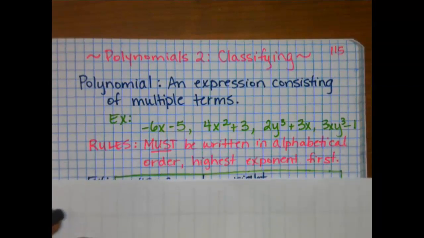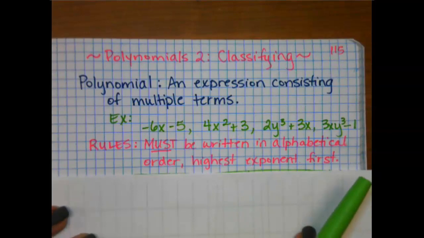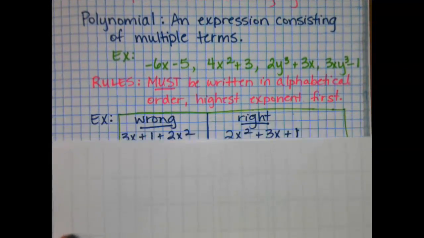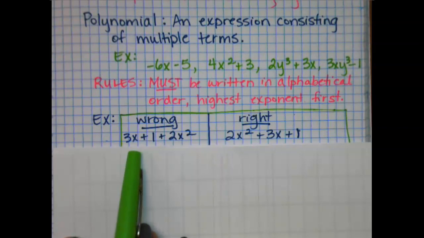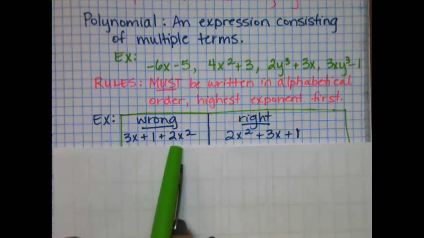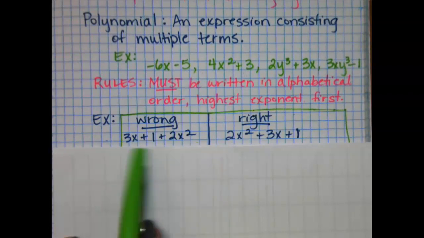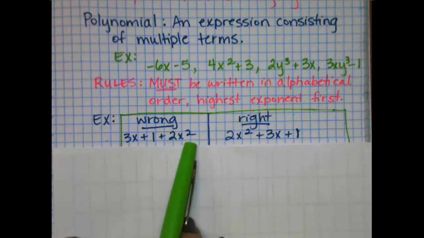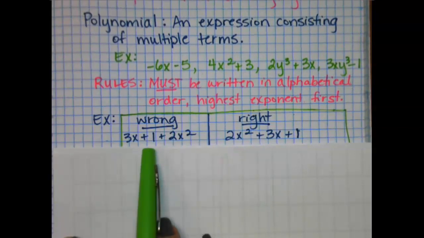The rules are, when you're writing polynomials, they must be written in alphabetical order, and the highest exponent must come first. So let's look at some examples of that. Examples. The wrong way to write it would be 3x + 1 + 2x², because my highest exponent must go first. Alphabetically, it's all x's, right? I don't have other variables in here. So I just rely on my exponents. So the 2x² comes first, plus 3x plus 1.